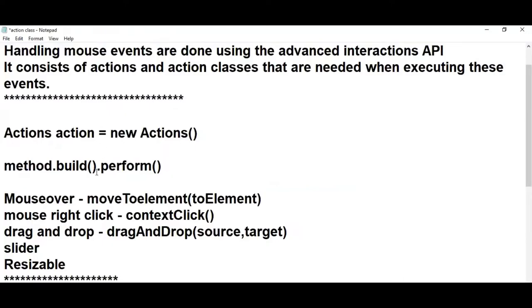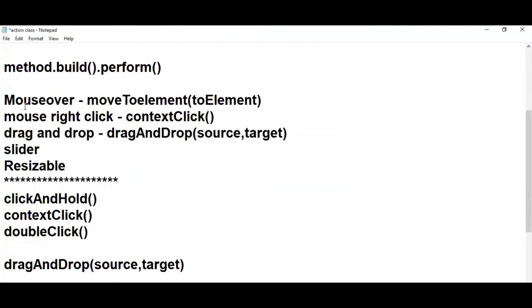In mouse action, we can do all these things: mouse over, mouse right click, drag and drop, slider kind of thing, and resizable boxes. So mouse over is nothing but if I move a mouse to an element, like I'll show an example for that.